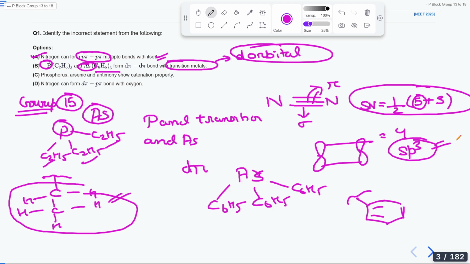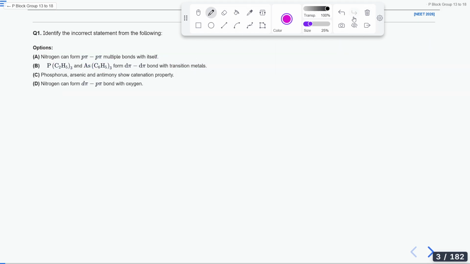So this is a very important point, and you can understand it very easily. Suppose I take the case of ethene. Now what is the hybridization of the carbon here? Anyone? What is the hybridization of this carbon here? Yes, it is sp2. So the hybridization of this carbon is sp2.